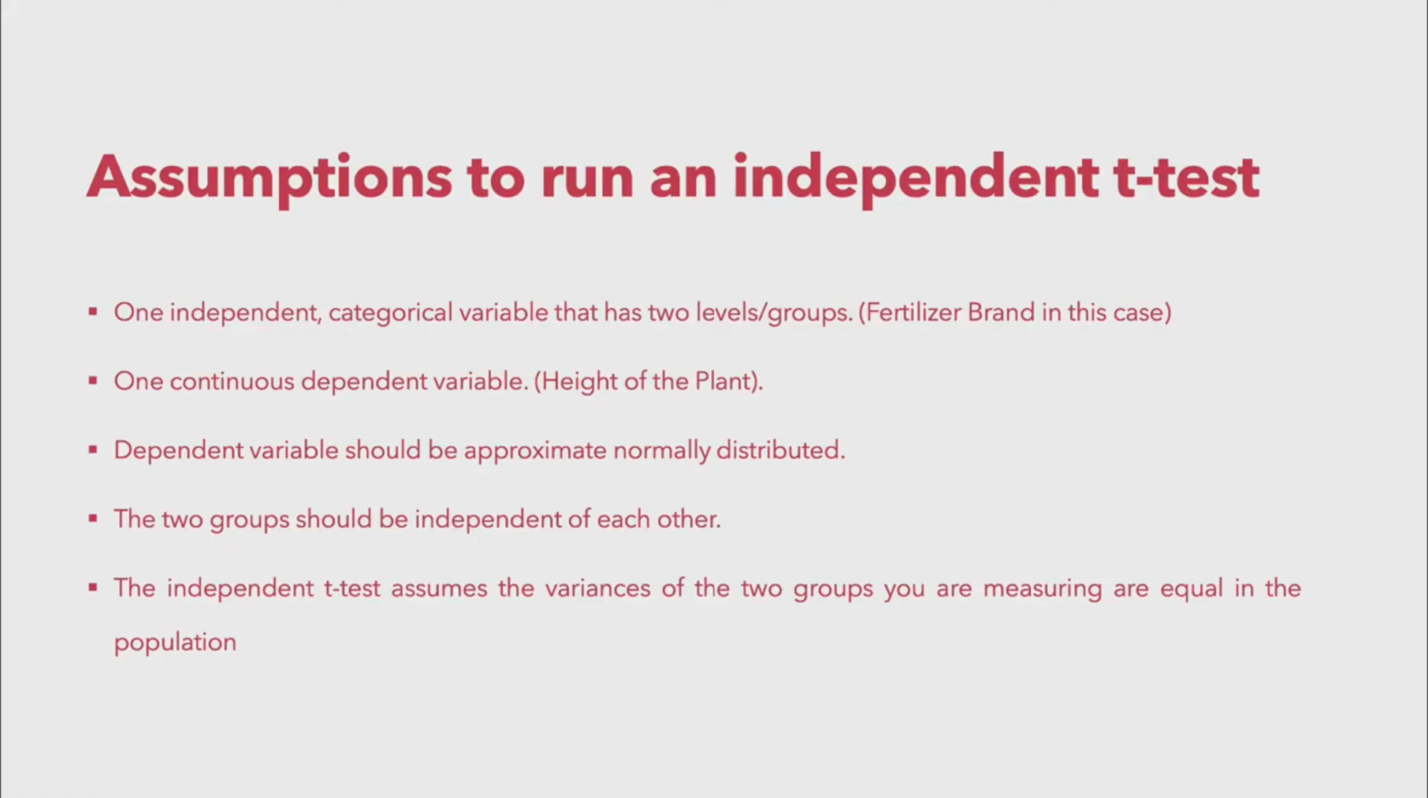And lastly, the independent sample t-test assumes that the variances of the two groups you are measuring are equal in the population. So in order to check this, when we apply this test, we will also get the Levene's test values, which I'll explain to you when we go to the output windows.